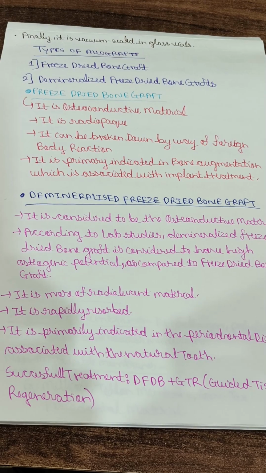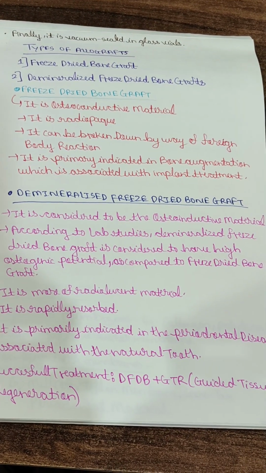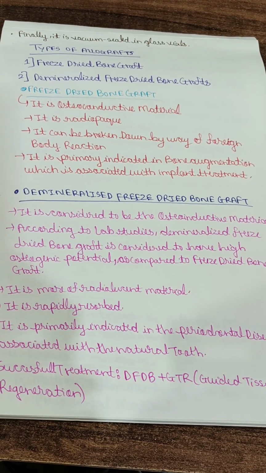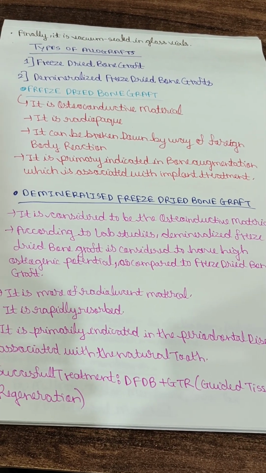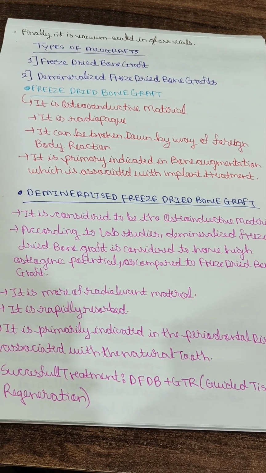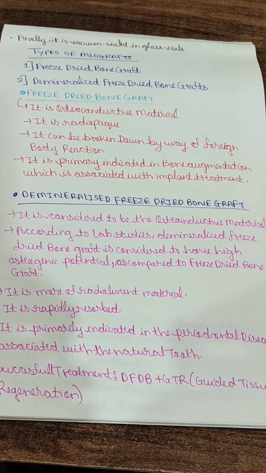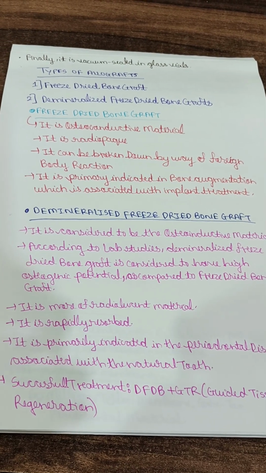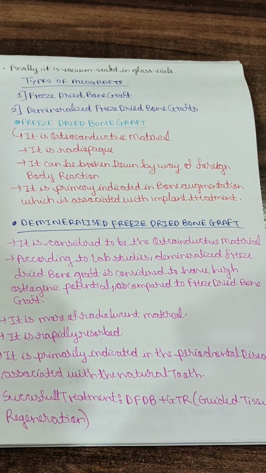And about DFDBA, that is demineralized freeze dried bone allograft, it is considered to be an osteoinductive material. According to lab studies, demineralized freeze-dried bone graft is considered to have high osteogenic potential as compared to freeze-dried bone graft. It is more of a radiolucent material, it is rapidly resorbed, and it is primarily indicated in periodontal disease associated with natural teeth, and successful treatment will be with DFDBA plus GTR, that is guided tissue regeneration.